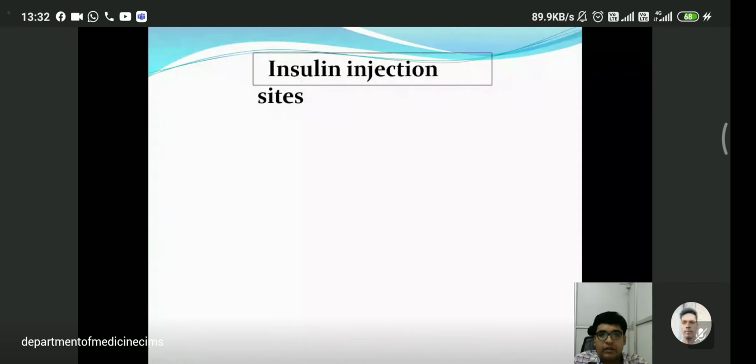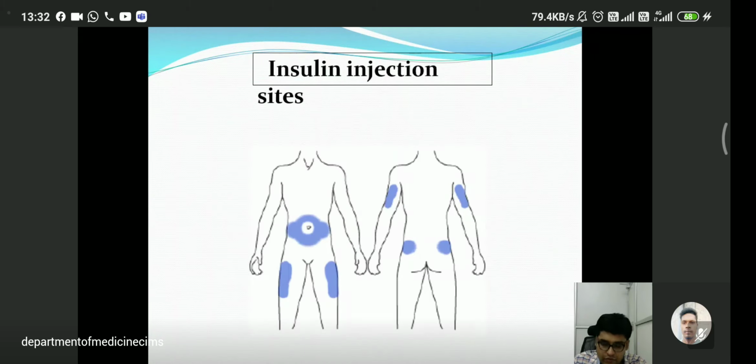Now, sites of insulin injection. I think most of you know this. If you don't know, just take a look here. In the wards, definitely you have seen some sister giving insulin to a patient, in surgery wards or cabin wards. The most common site is the periumbilical area. You can see it in the first image. Below, you can also give it in the lateral aspect of the thigh, in the arm, and in the gluteal region as well. These are subcutaneous injections.